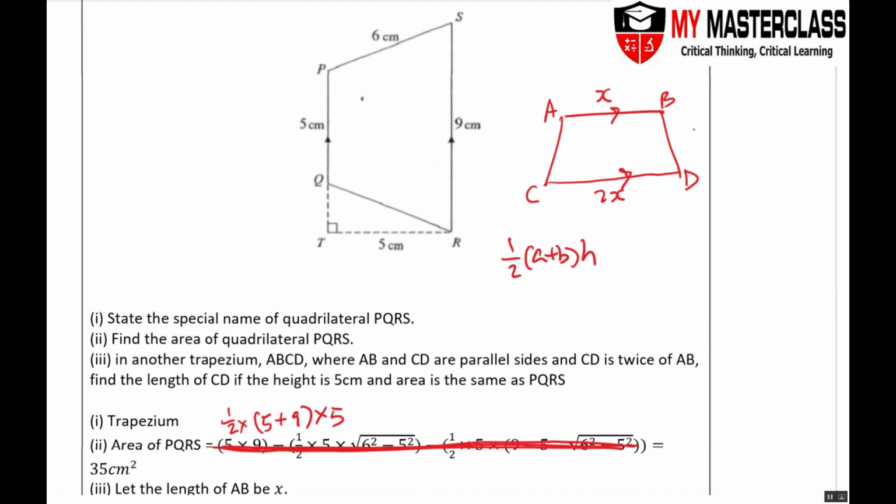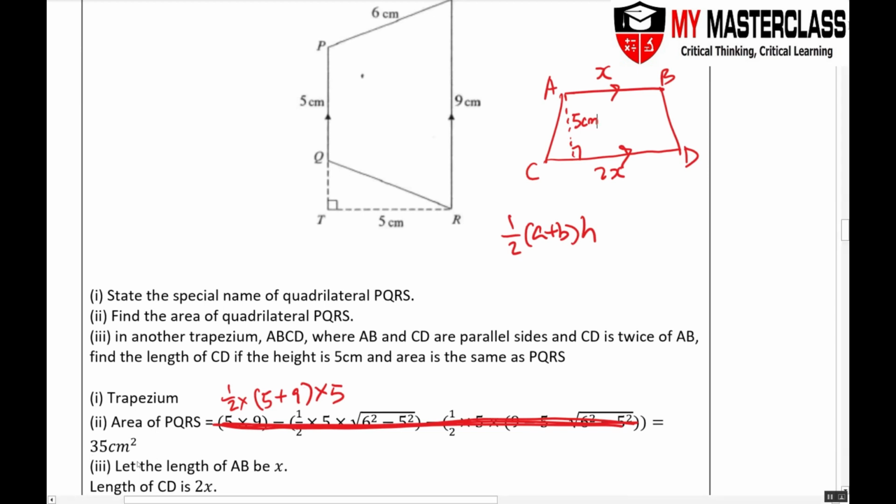Then we also know the height is 5 cm. This height they're talking about is the perpendicular height, which means if I draw a line down from here, 90 degrees, this value here is 5 cm. And then the area is the same as PQRS, which is what we calculated earlier, so I'll write the 35 cm squared here. Always write out all your information in the diagram, so that you don't have to always refer back to the question. I just need to look at the diagram, I have everything I need.